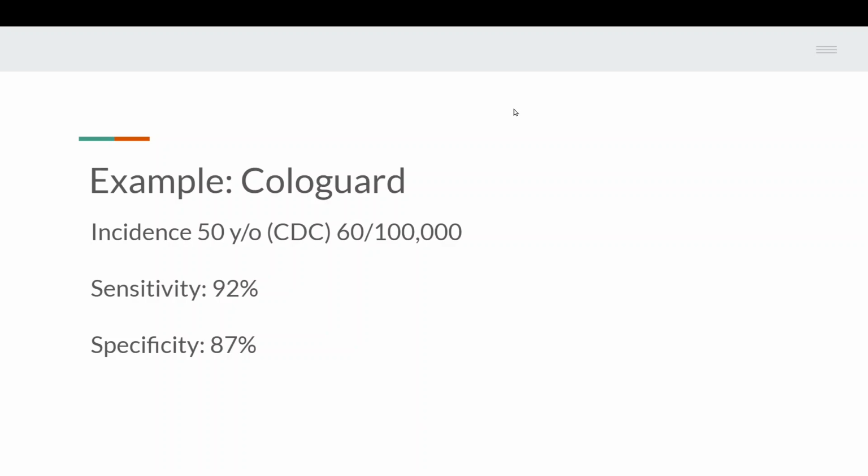The incidence of colorectal cancer, according to the CDC, at age 50 is about 60 per 100,000. The sensitivity of Cologuard, according to their own website, is 92%, and the specificity, again, according to the Cologuard website, is 87%.